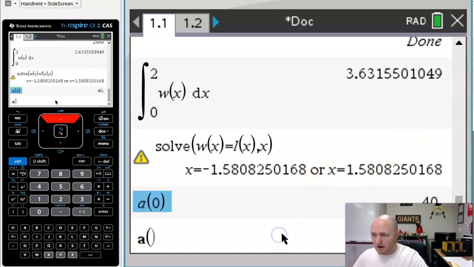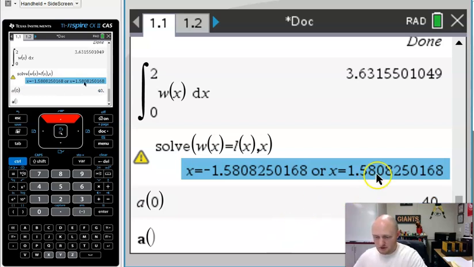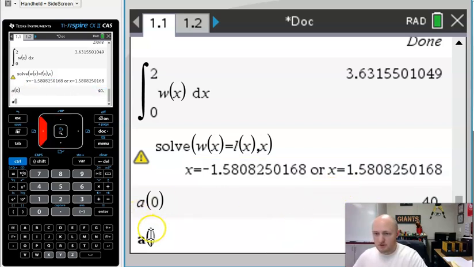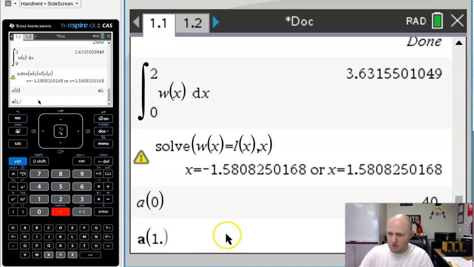Okay. All right, now, what is A of, and I want this number. I like to just go up and copy it. Well, actually, I can't copy that one. So I'm going to use lots of digits.